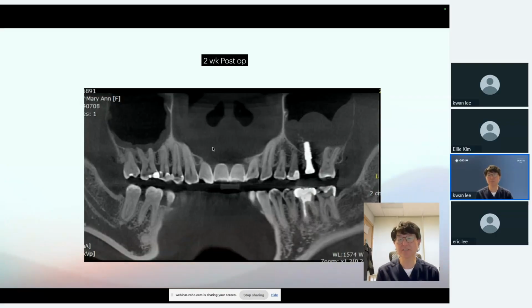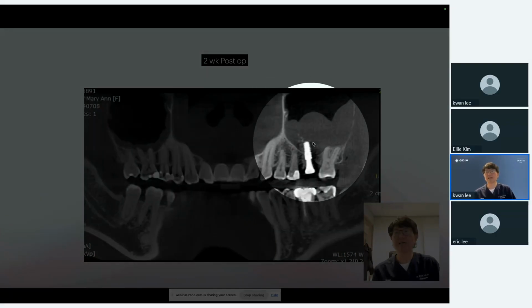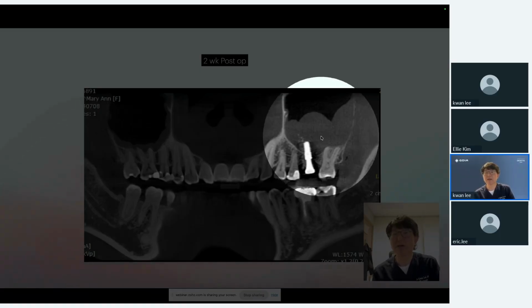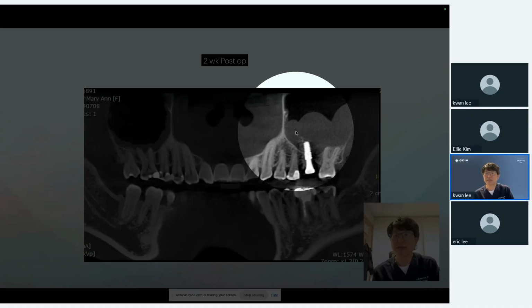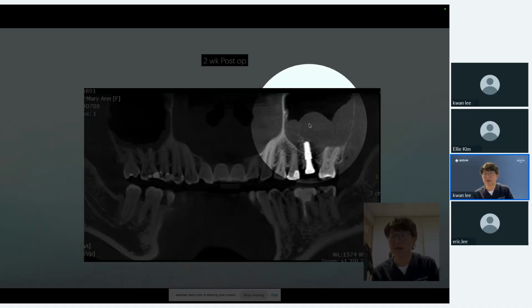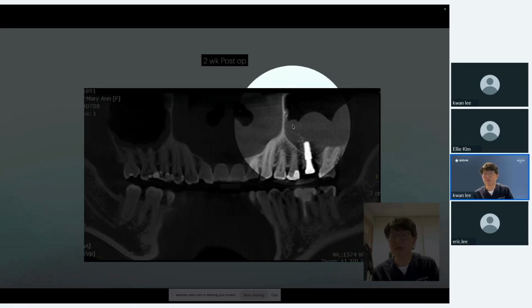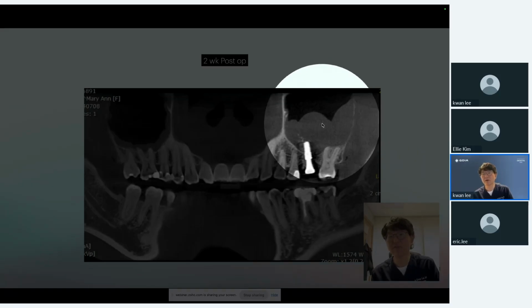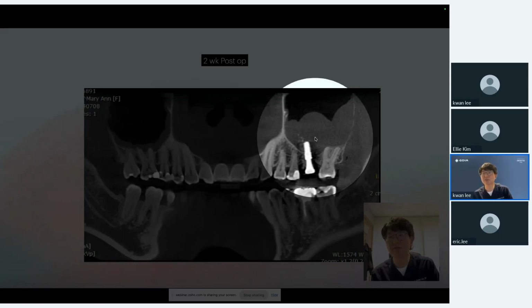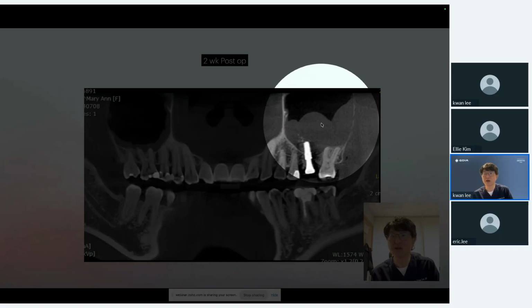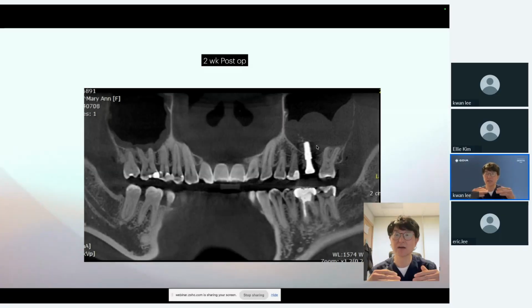So this is the 2 weeks post-op. Of course, the patient was IV sedated, so we couldn't take the CT scan the same day. So the patient comes back 2 weeks later. Then this is how much the membrane has been elevated. As you can see, the membrane is more like a cloud because it is starting to come down. Before, I'm sure it was a uniformly flat, horizontal membrane elevation. But over time, the membrane starts slowly descending, which we want, because this membrane will come down and create apical pressure on the graft material that we are putting in.